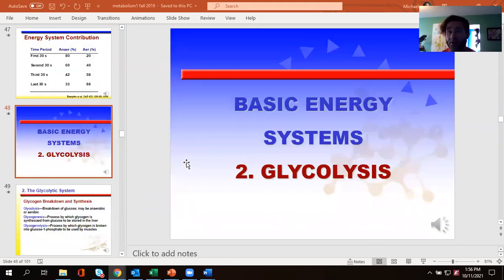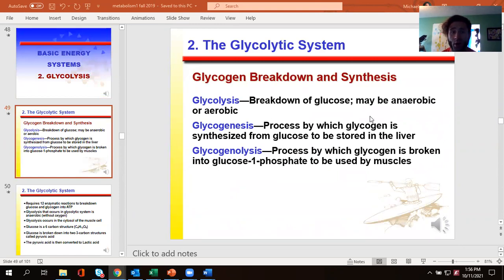So the next energy system we have is glycolysis. Glycolysis is going to be breaking down glucose in either anaerobic, no oxygen available, or aerobic, oxygen available, situations. This is going to give us pyruvate, which in the anaerobic is going to be converted into lactate. Aerobic is going to go to acetyl-CoA and then into the citric acid cycle.